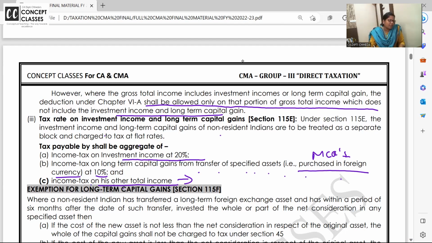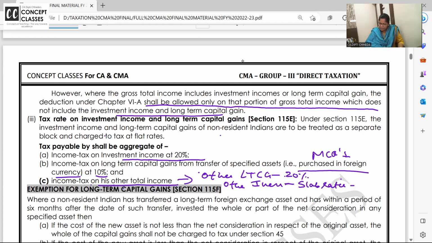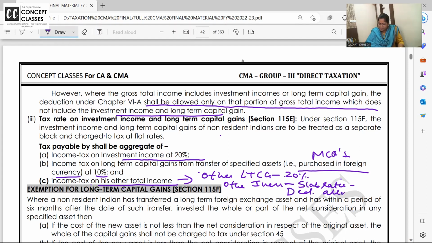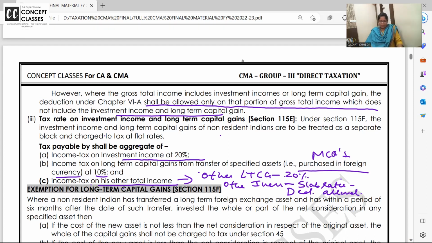बाकी इसको छोड़ के अगर कुछ होता है, other long-term capital gain, that is taxable at 20%. और जो बाकी इनकम है, it is taxable as short-term capital gain. या एक मिनट, बाकी जो इनकम है, it is taxable at slab rates. और यहाँ पे deductions are allowed. You write it if required. I'll give a booster note also for this. But first you write it here.